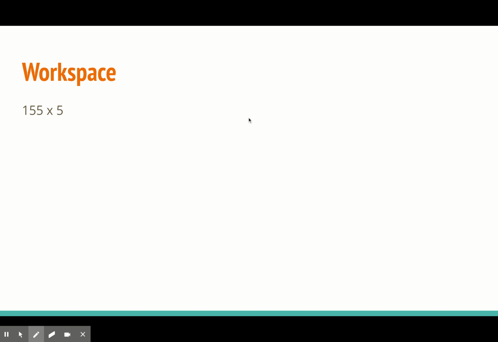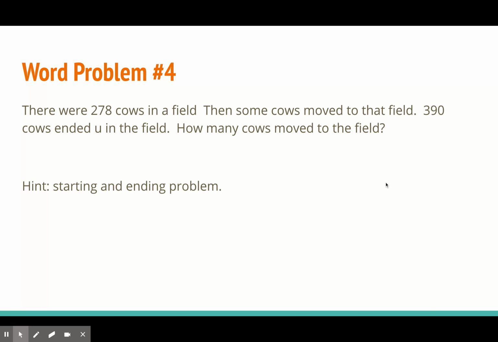All right, 155 times 5 is 5, 10, 15, 20, 25. Carry your 2. Count more, 2 more, 26, 27. Carry your 2. 5 times 1 is 5, plus 2 is 7. You got 775. All right, so if you got that, great job. Don't ever forget to label. We're going to move on to the next one.